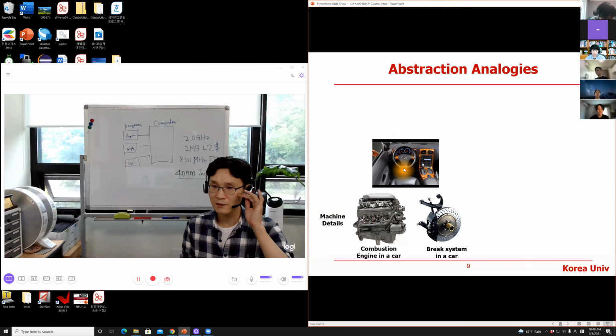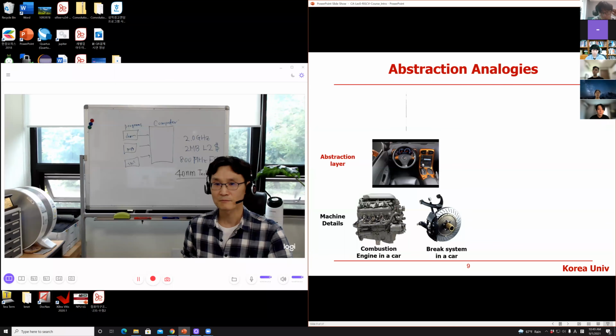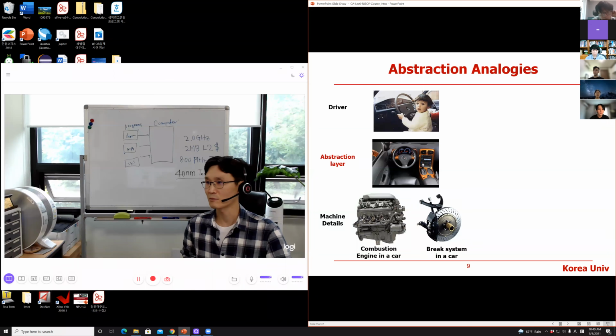So again, don't worry about this machine detail, forget about this. If you understand this steering wheel and gear shift, then you can drive a car, right? So anyone can drive a car. So, abstraction layer.